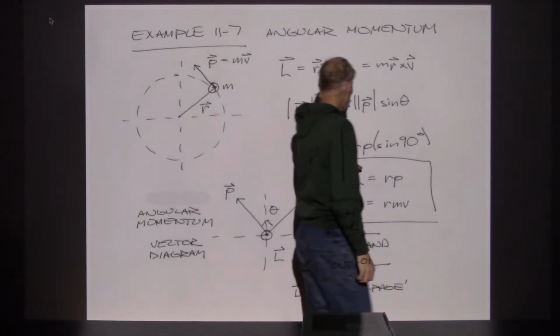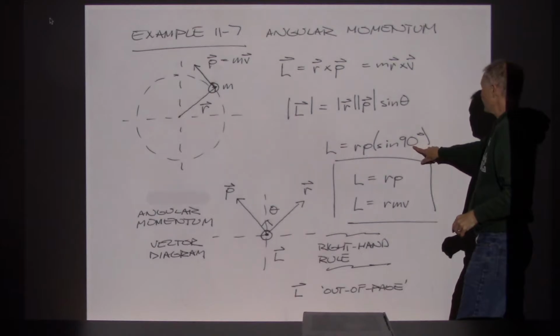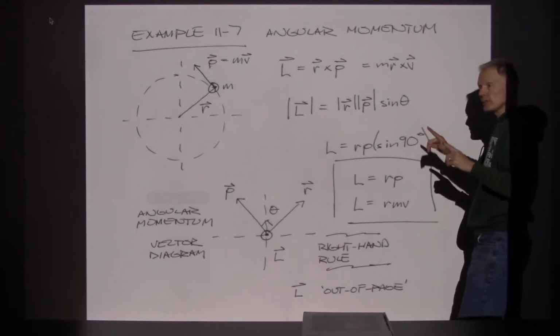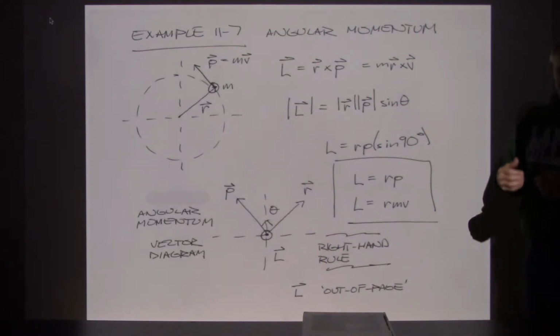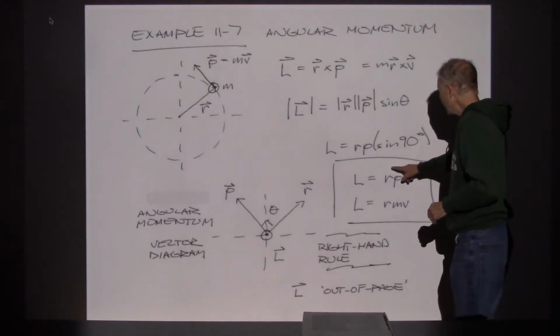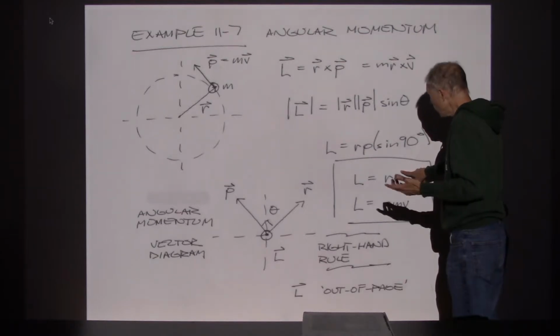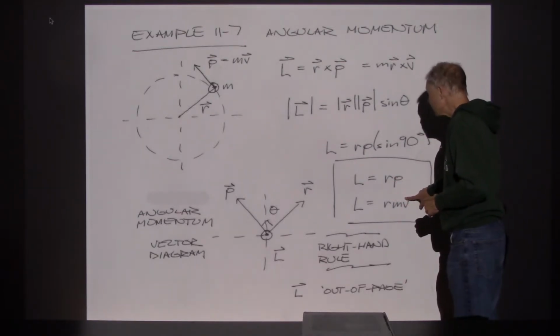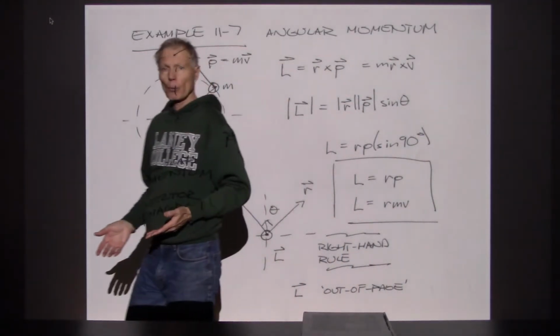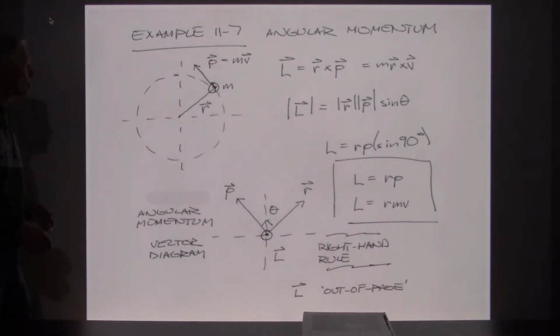So this is going to become rp times the sine of 90 degrees. And the sine of 90 degrees is 1. And that's how you get the largest cross products, by having your two vectors perpendicular to each other. Now, that could be written as r times momentum, or it could be written as r times m times v, which was one of the formulas we started the chapter out with. Okay, so we're back to r times m times v.